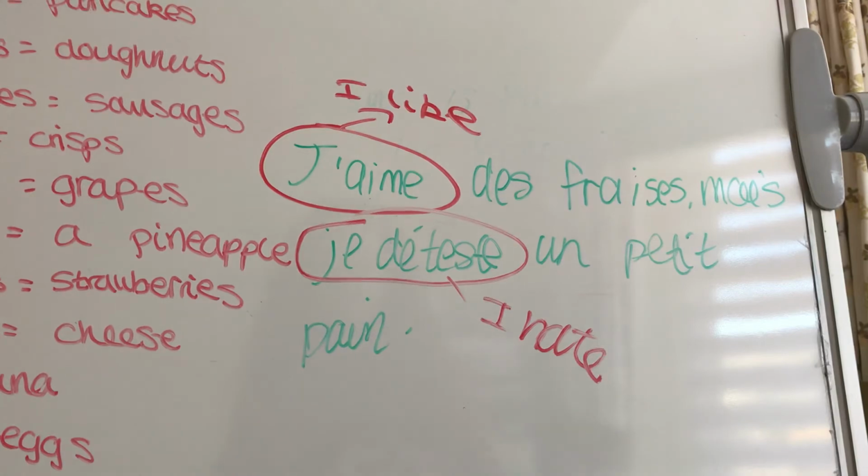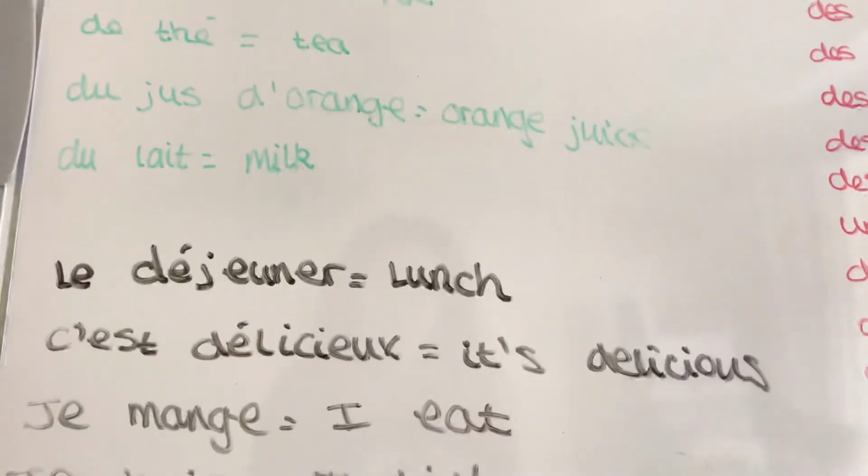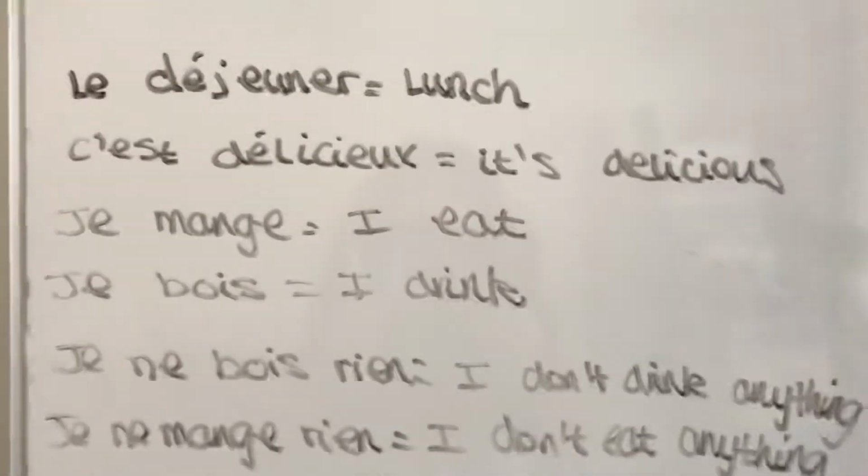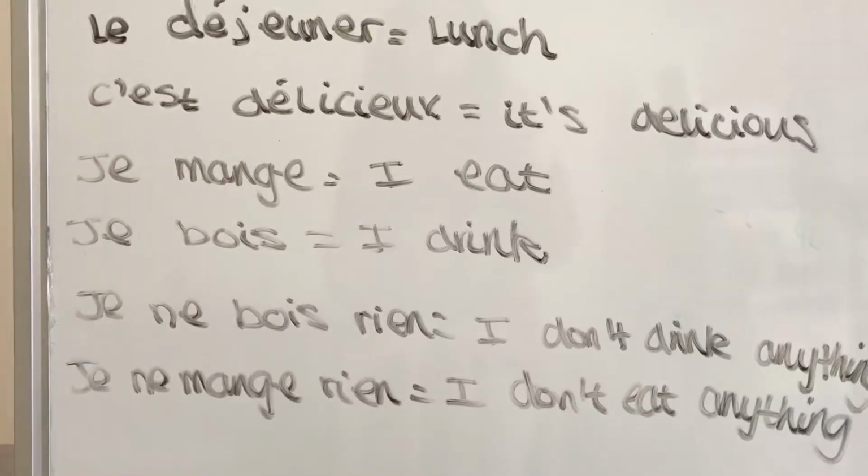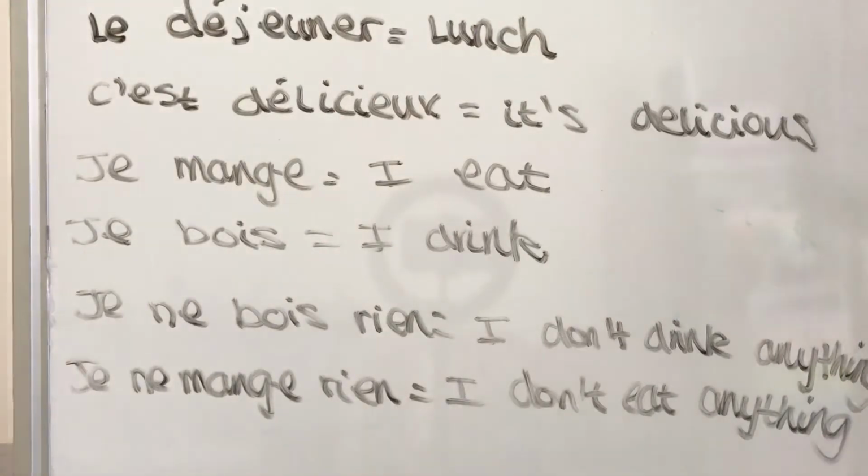Now what I'm going to do is I'm just going to go over some key phrases in France. We'll talk about food and drink. So le déjeuner, lunch. We have le petit déjeuner is breakfast, and le déjeuner is lunch. C'est delicious. It's delicious. You could say, ma mère, ma père, c'est delicious. My mother and my father is delicious. Merci, thank you, as in thank you for making it.